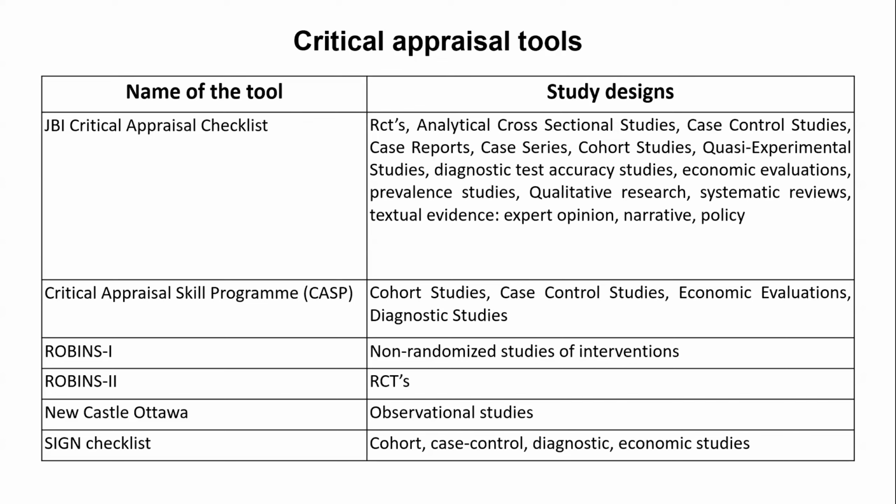There is one more tool called the CASP tool, the Critical Appraisal Skills Programme. This tool is mainly used to assess the quality of cohort studies, case control studies, economic evaluations, and diagnostic studies. The ROBINS-I tool, as I discussed, is for non-randomized studies of interventions. ROBINS-2 is for randomized controlled trials, the Newcastle-Ottawa Scale is for observational studies, and the SIGN checklist is for cohort, case control, diagnostic, and economic studies.